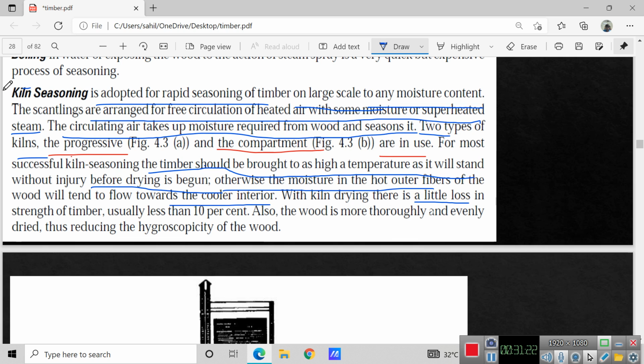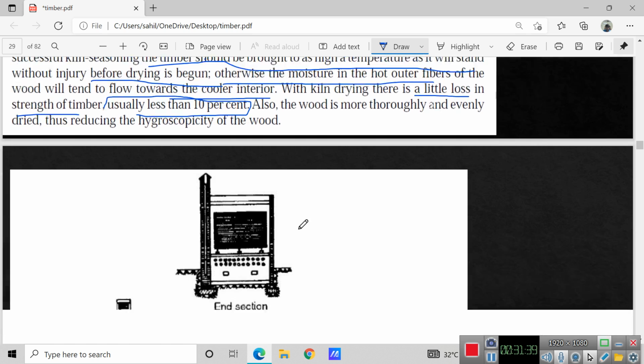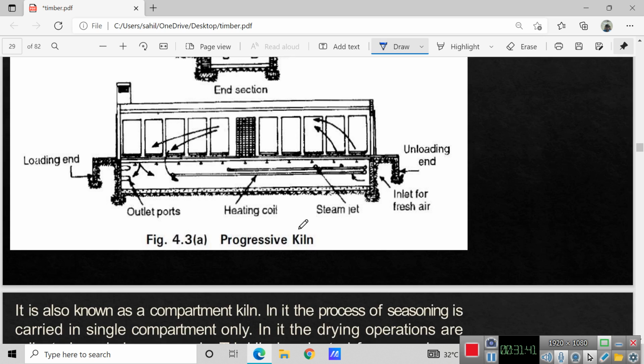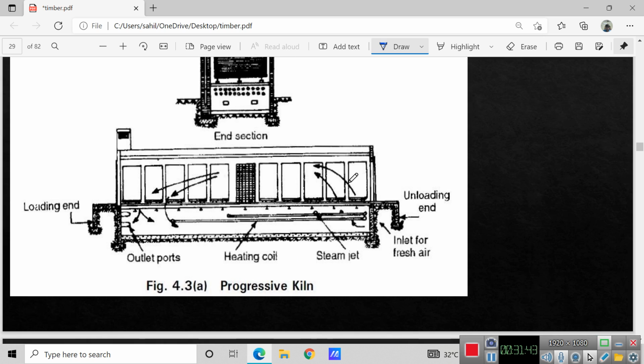So again here, in kiln seasoning, there is a loss in strength of timber, usually less than 10%. Also, the wood is more thoroughly and evenly dried, thus reducing the hygroscopicity of the wood. Now here is a picture of the progressive kiln. You can see here.